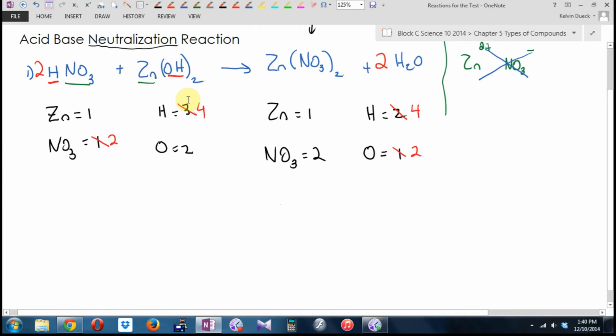I'm going to give you one that I want you to try on your own. I'll do it up here if you get stuck. So here's another acid-base neutralization reaction. That one's too easy. Let's do a yuckier one.